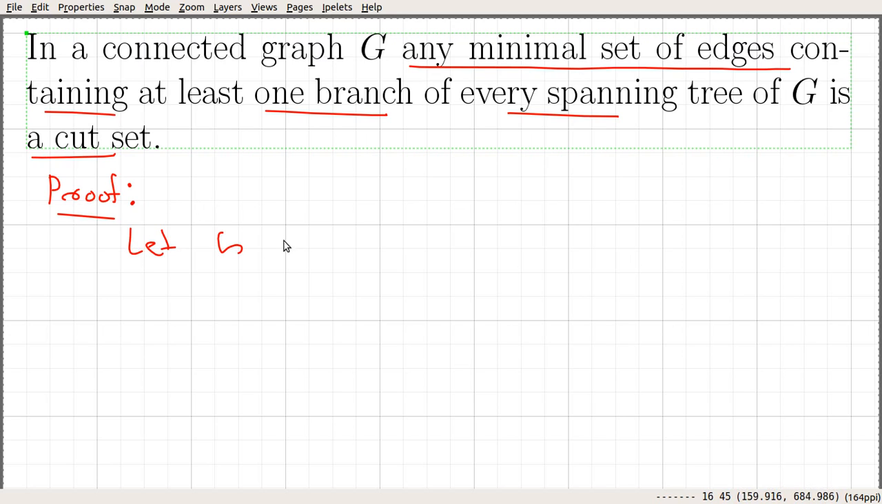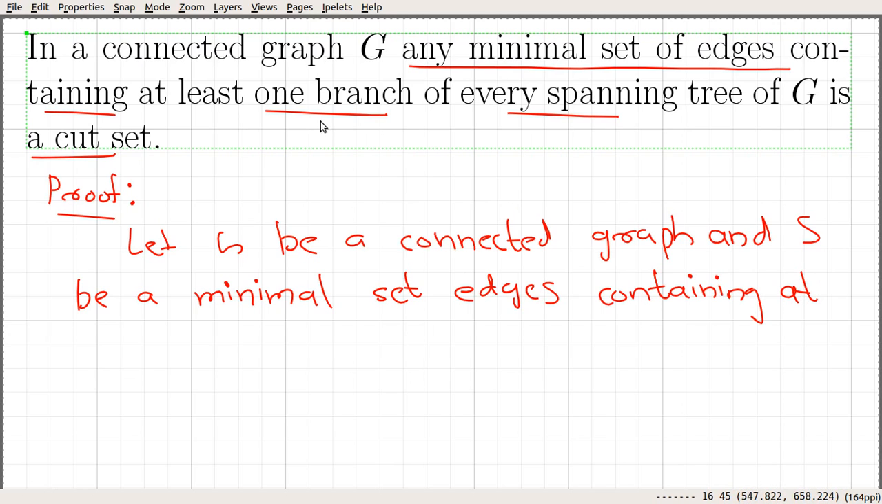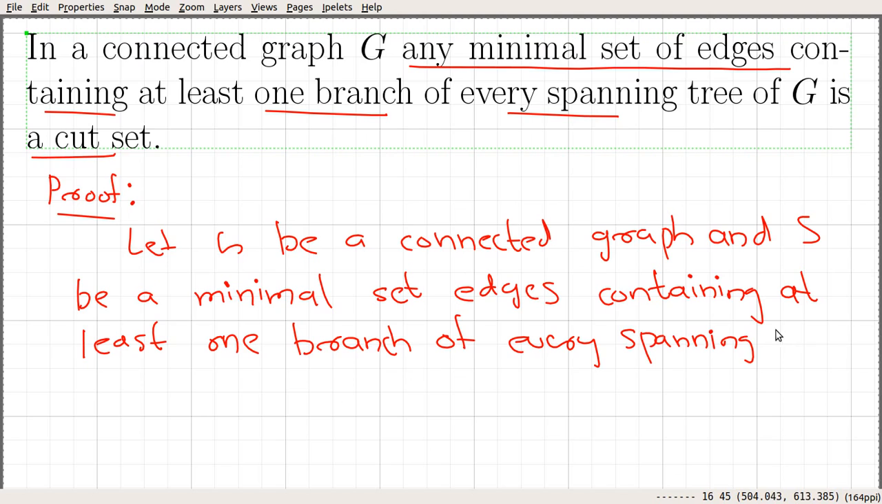Okay, so let G be a connected graph and S be a minimal set of edges containing at least one branch of every spanning tree of G.